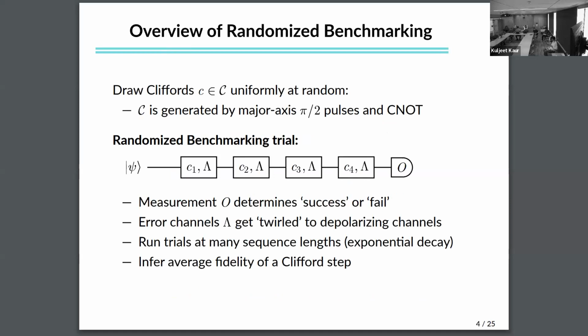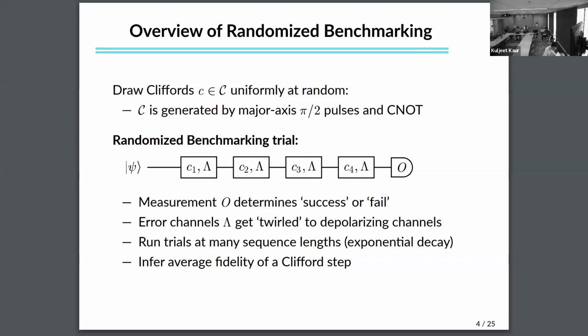So in a randomized benchmarking trial, there's some kind of state preparation side. And then there's going to be a sequence of Clifford gates, which are the things labeled here. There are 4 of them, labeled C1 through C4. And the lambda there denotes an error channel that is attached to this perfect Clifford gate, which is really what we're trying to characterize. So there's that, there's a random sequence, and at the end, there's measurement O. And collectively, that is a randomized benchmarking trial.